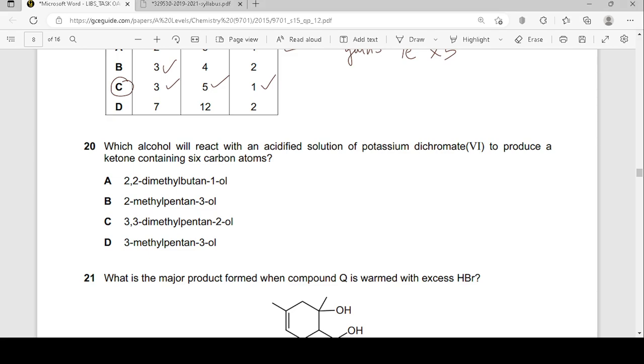Alright, I'm back. So let's do organic chemistry now. Which alcohol will react with an acidified solution of potassium dichromate(VI) to produce a ketone containing 6 carbon atoms?